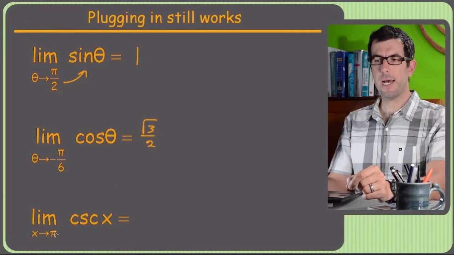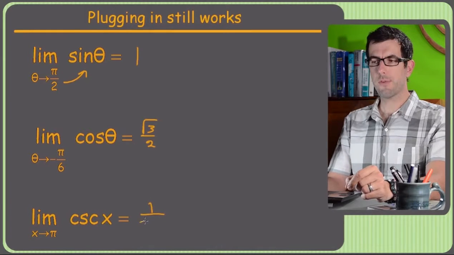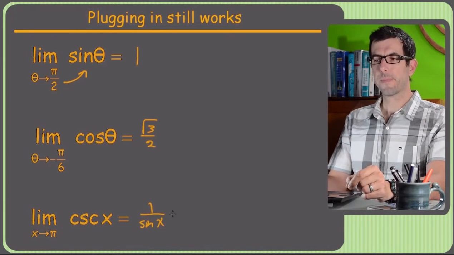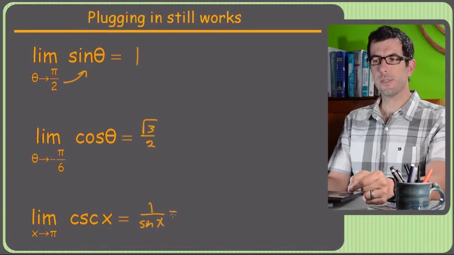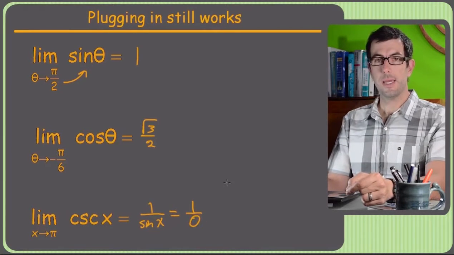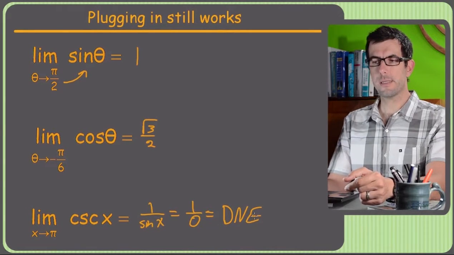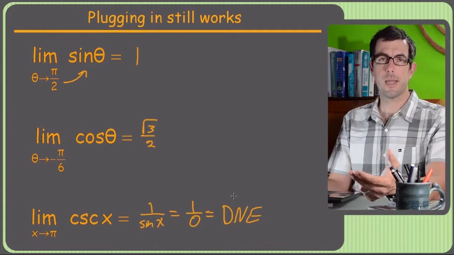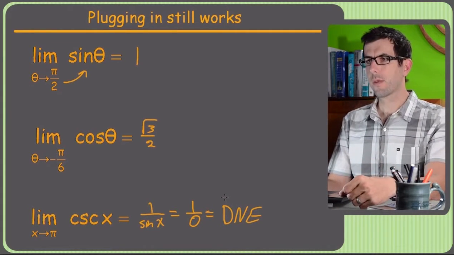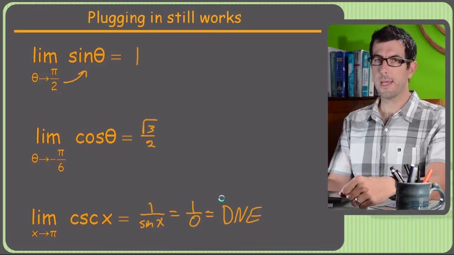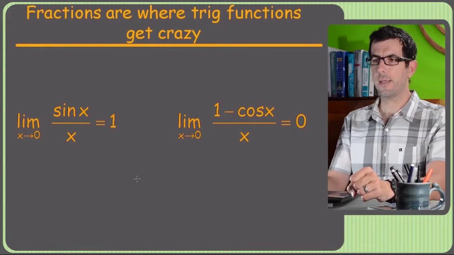And the cosecant of pi, I'm not sure, but that's the same thing as 1 over sine x. And sine of pi is 0, so this is 1 over 0. Is that indeterminate? Nah, it's just infinity or does not exist. So the limit does not exist because the cosecant does not exist. It's undefined. All right, so that is plugging in, and you have to know your unit circle to do that.